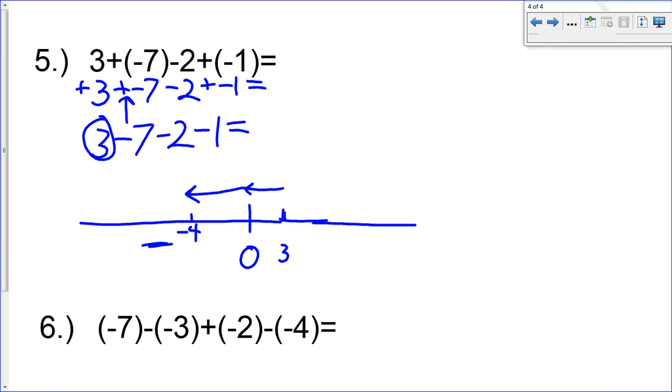We go 7 in this direction. Now this is where we did live at 3. We moved to -4. This is where we are now. If you're doing this in your head, you hold the number, you hold your spot in your head.